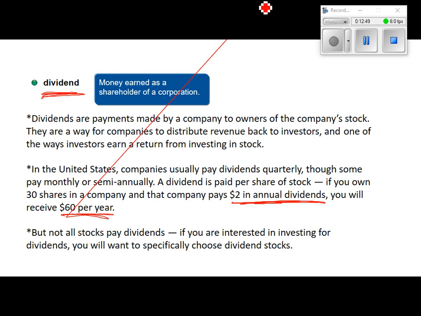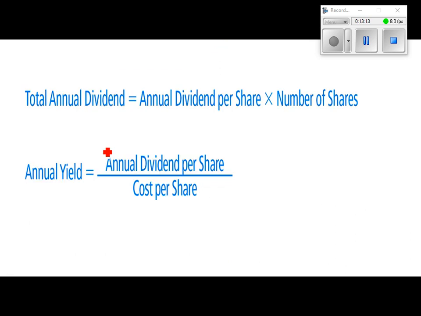Not all stocks pay dividends, so if you're looking to get some of that money throughout the year, to have some extra money coming in for whatever reason, then you need to make sure that when you go to buy stocks, you look for dividend stocks, stocks that pay dividends. Total annual dividend per share, like they said, $2 times the number of shares. If you had 30 shares, you just multiply those.